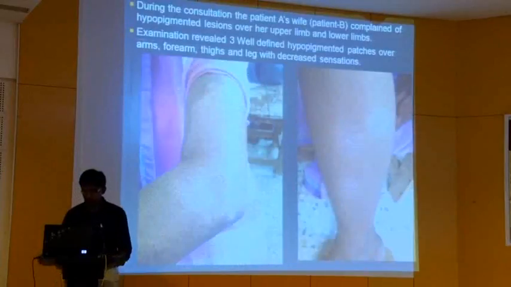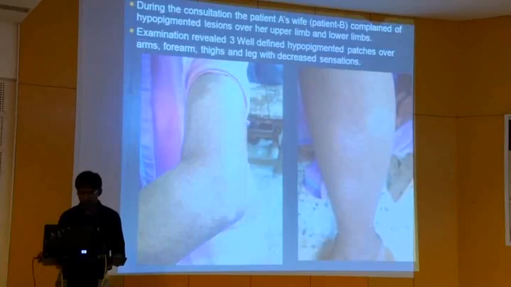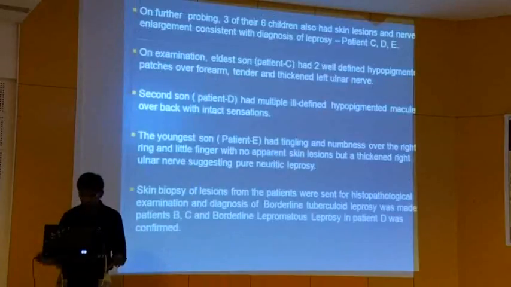During the consultation of the patient, the patient's wife was examined and hypopigmented lesions over the upper limb and lower limb were noted. Examination revealed 3 hypopigmented patches over the upper limb, that is the forearm, and 3 patches were seen over the thighs and legs with decreased sensation. This is a picture showing well-defined hypopigmented patches over the upper limb and lower limb.